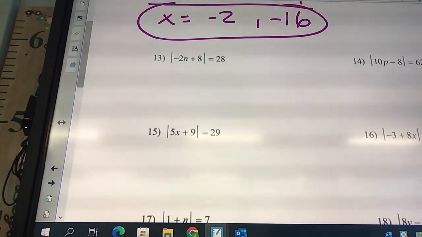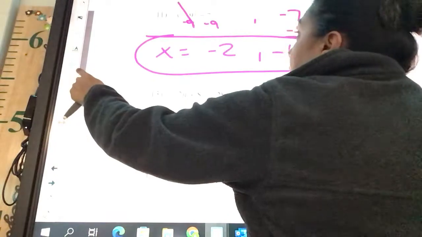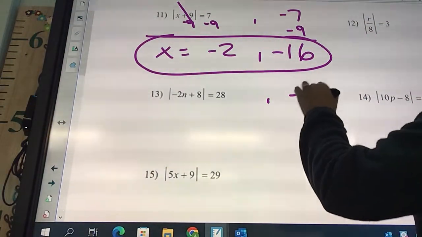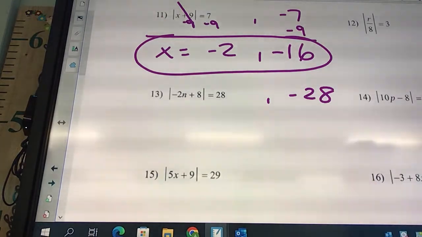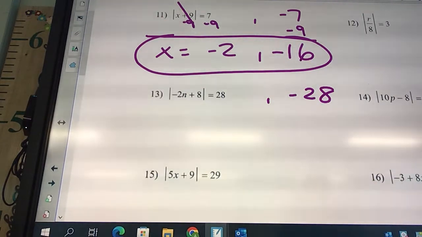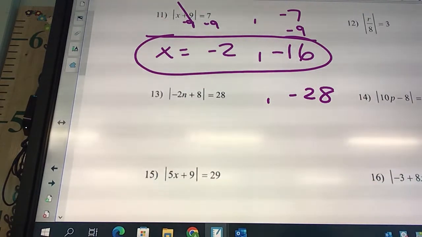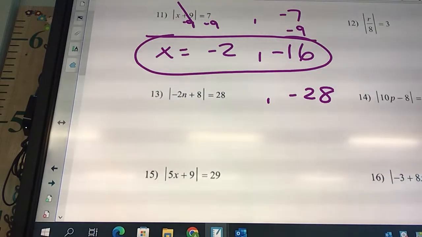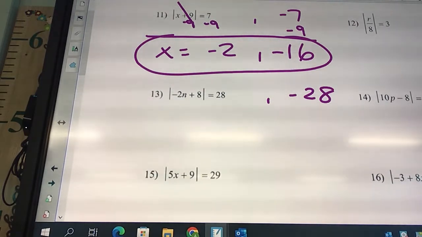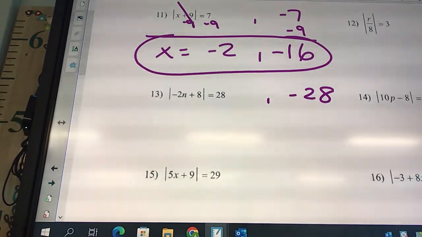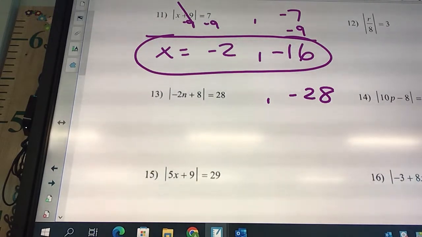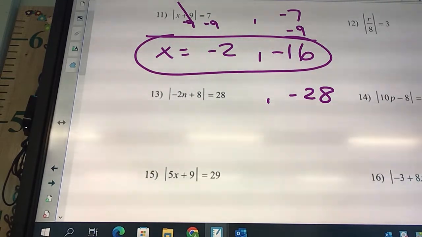Okay, 13. What do we do first? Comma negative 28. Now 1 through 12 is 1 step. Now we're moving on to 2 steps. So, what gets moved first? The 8. See how the 8 has no letter? You always move the no letter first. So we're going to say minus 8 on both sides.